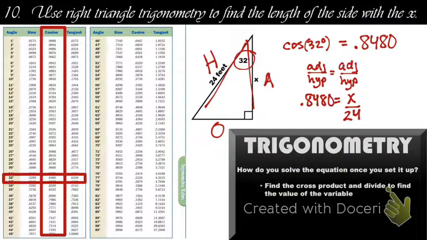So that is our equation. What most students do to solve the equation is they change it into a proportion by making the left side a fraction. Now we need to find the cross product. And in this problem, when we find the cross product, x times 1 is x. And when we multiply 0.8480 times 24, it comes out to 20.352.